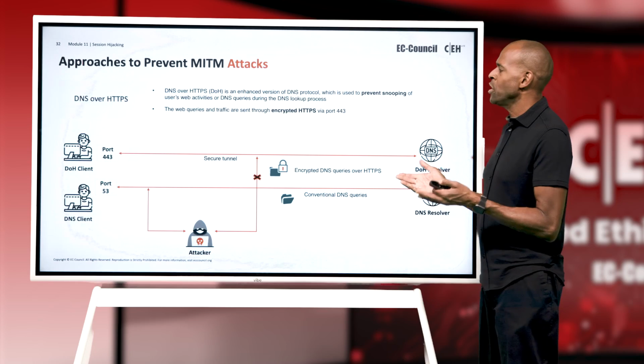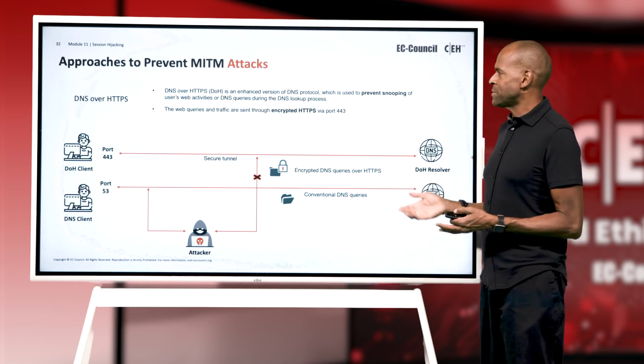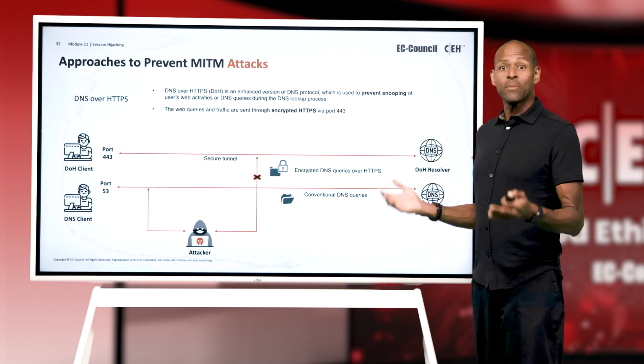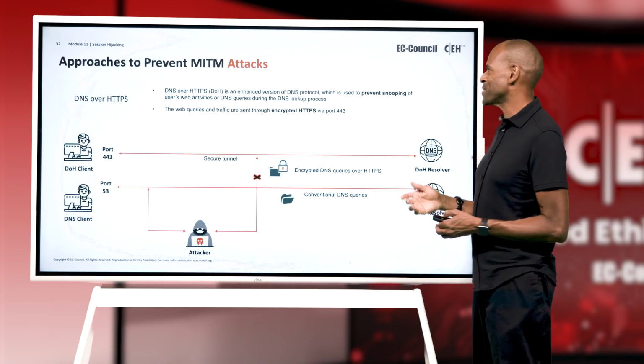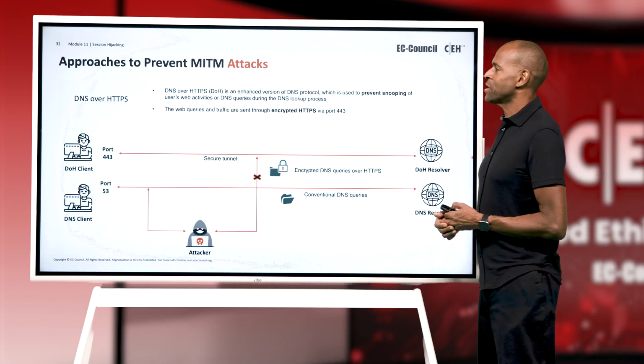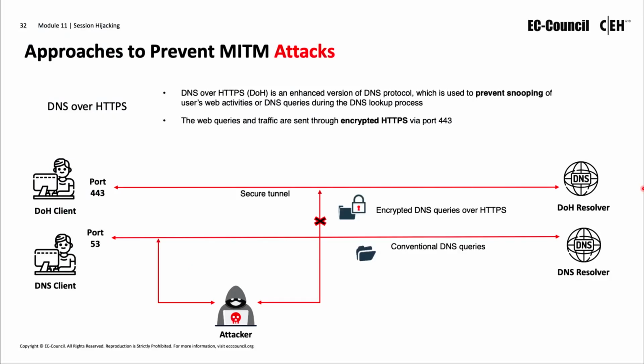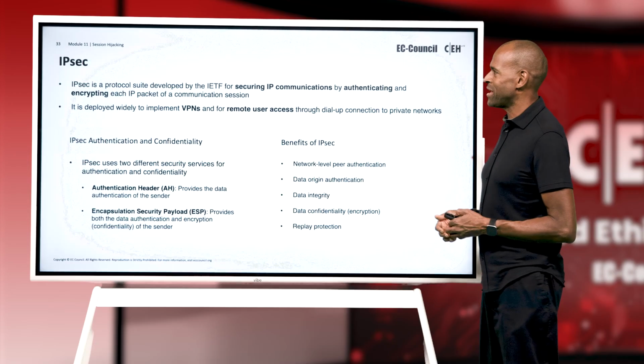So if we want to prevent these types of attacks, we use encryption, ubiquitous encryption. Even for DNS, you can put DNS over HTTPS. That's called DOH. I kind of like that. You know what that acronym stands for? Duh. So DNS over HTTPS. And that way people can't sniff that DNS.